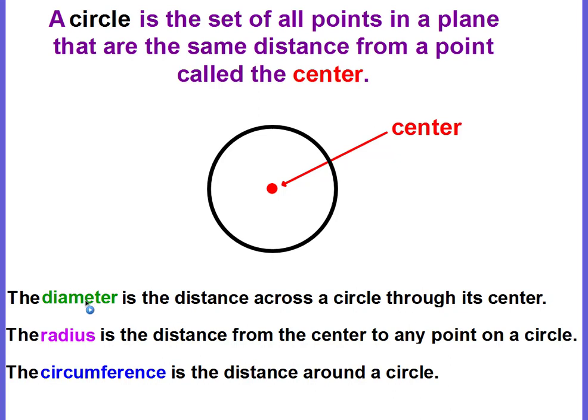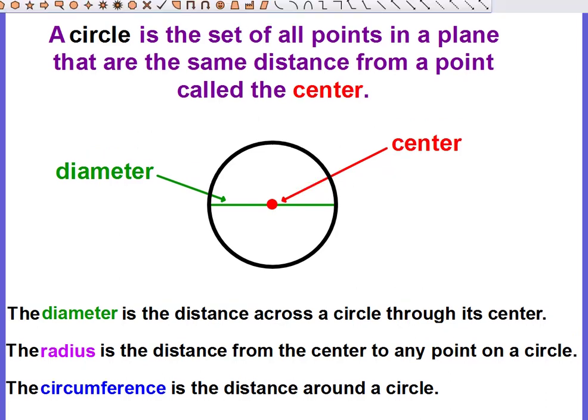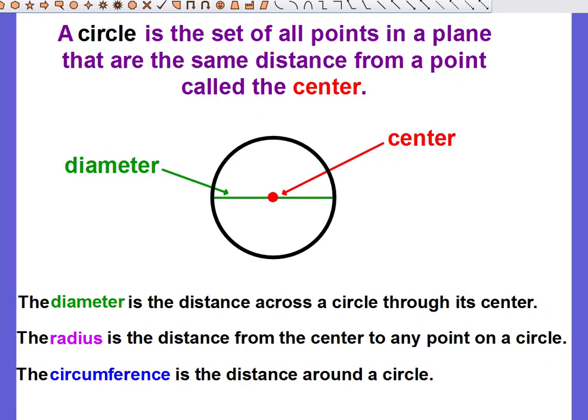The diameter is the distance across a circle through its center. It's just a straight line, and it goes from one point on the circle through the center to another point on the circle. And the diameter can look different. It doesn't have to be horizontal. It could be like this, as long as it goes from one point on the circle through the center to another point.